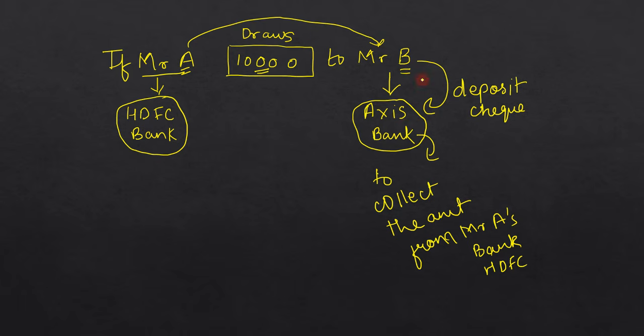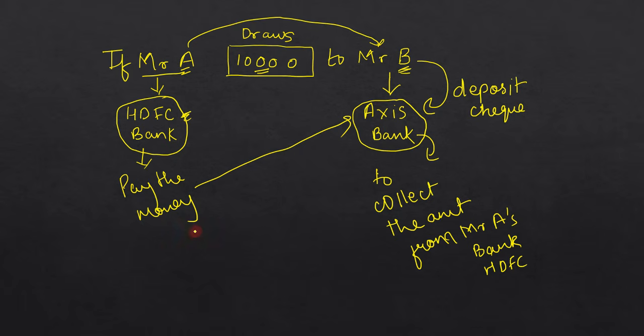So why is Axis Bank collecting the amount? Because it is the statutory duty of Axis Bank to collect the value of 10,000 for his customer. Who is the customer of Axis Bank? B is the customer of Axis Bank. So Axis Bank will collect the amount from A's bank, that is HDFC Bank. Now HDFC Bank will pay the money. To whom? To Axis Bank.